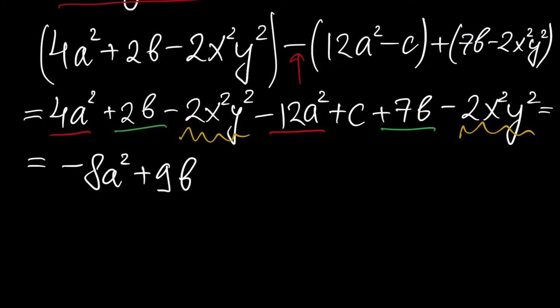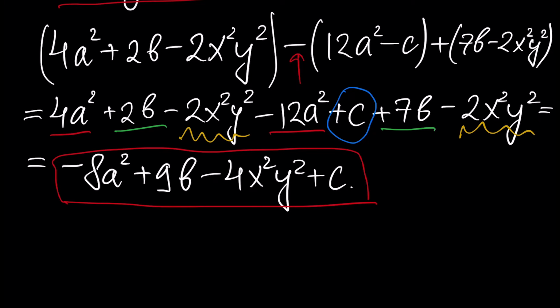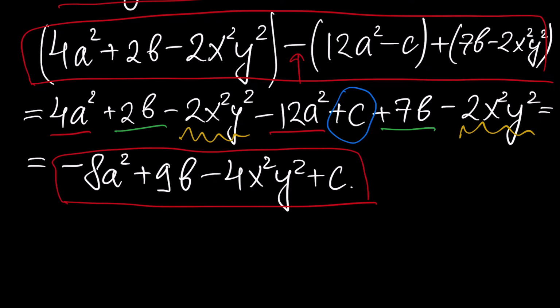And for the yellow monomial, it will be minus 2, and minus 2 is minus 4x squared y squared. And do not forget this monomial. This monomial doesn't have any similar monomials, and that's why we just rewrite it. So this will be a final answer after simplification of our sum of several monomials.